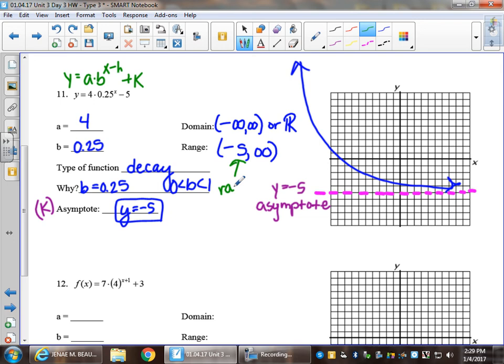Range is restricted by K. The range will always be restricted by K or the asymptote.